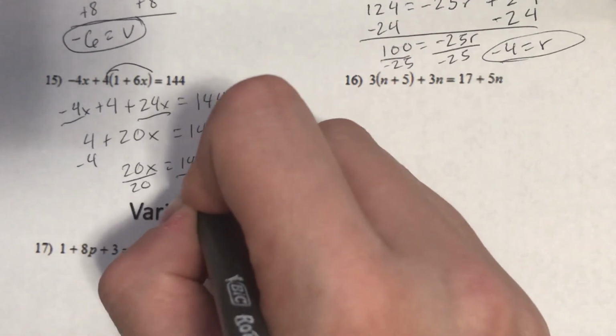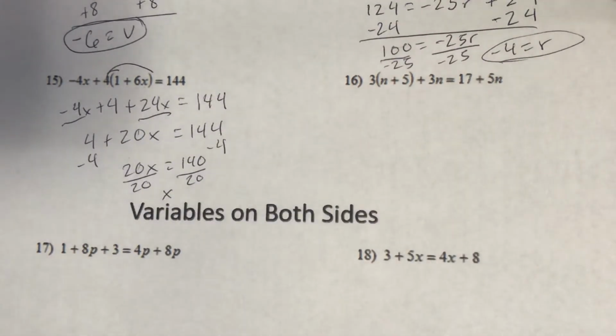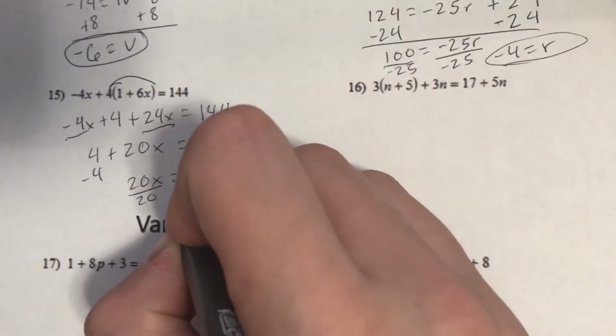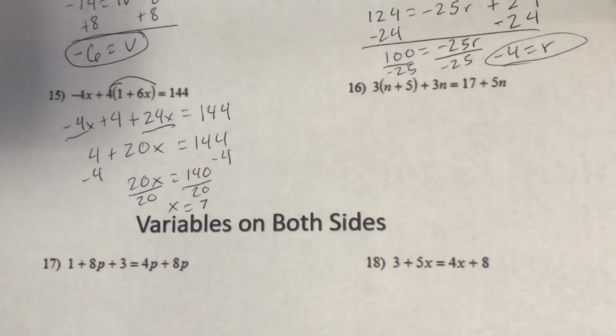Divide 140 by 20. I think that's, I don't know that in my head. I think it's 70, but I should make sure. Oh, 7. Okay, I think it's 7. All right, so 7 is my answer, okay?